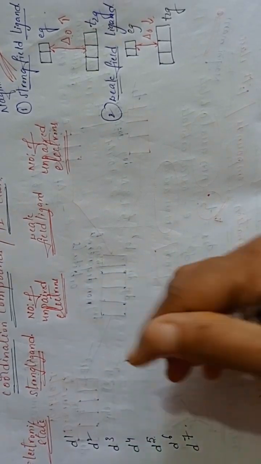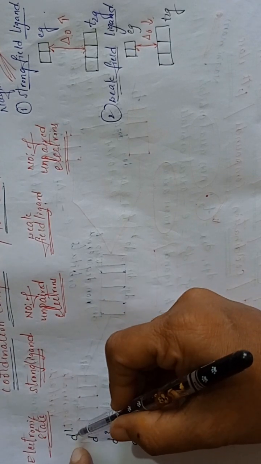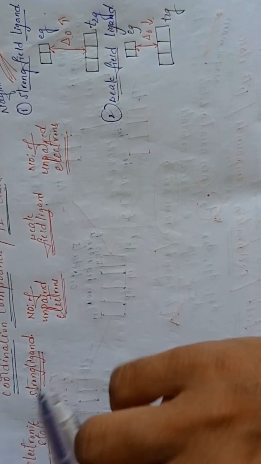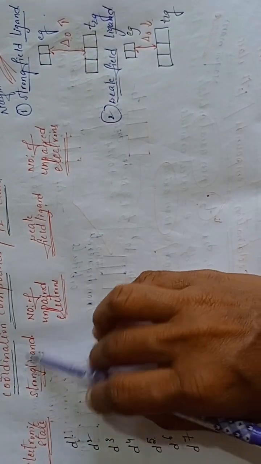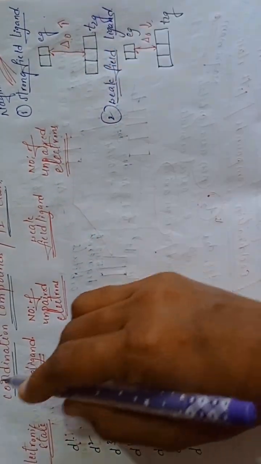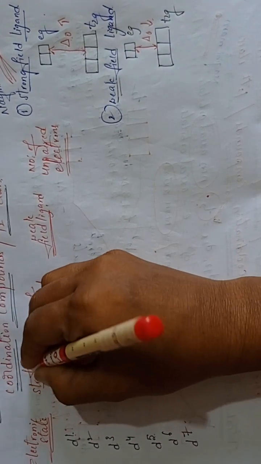First we will write this all. D1. Now see here, D1 means one electron. In the D subshell one electron is there. See here how to fill that electron. First we have to fill the electrons in the lower energy orbitals. This is strong field ligand, I am writing first. Are you understanding? First I am discussing the strong field ligand only.